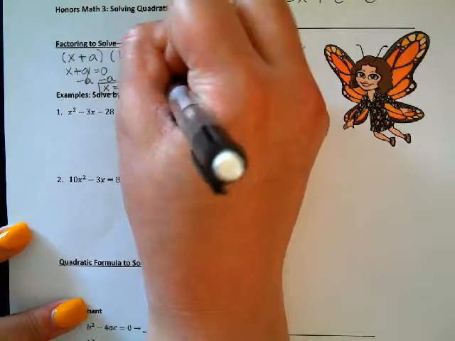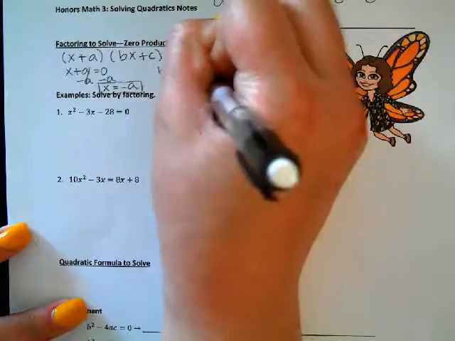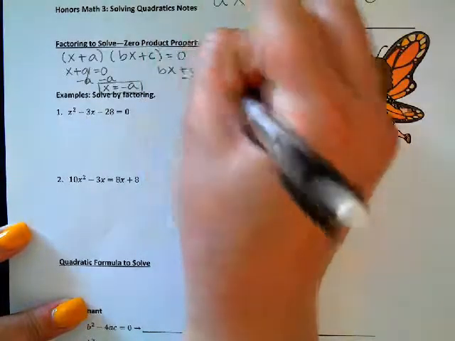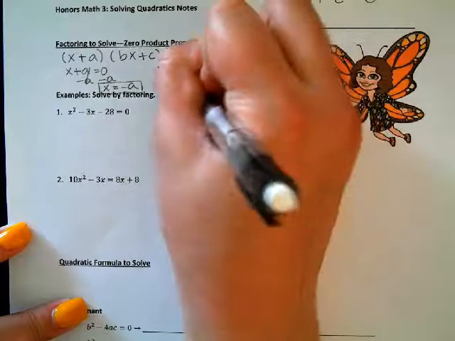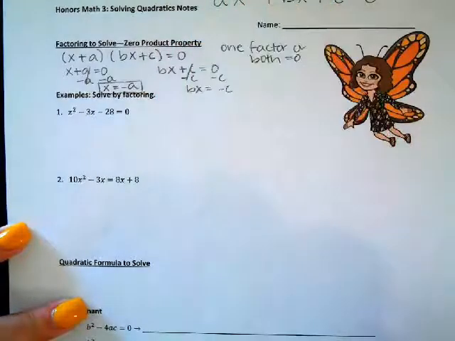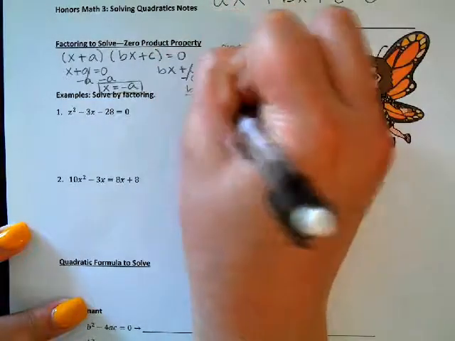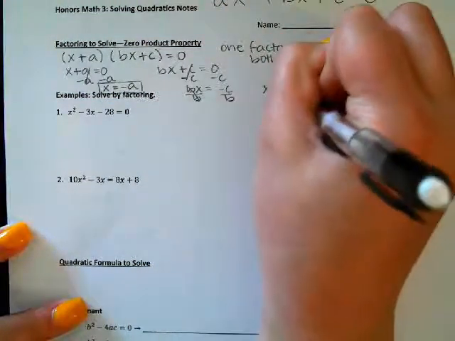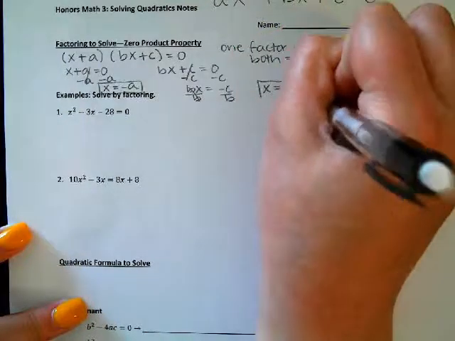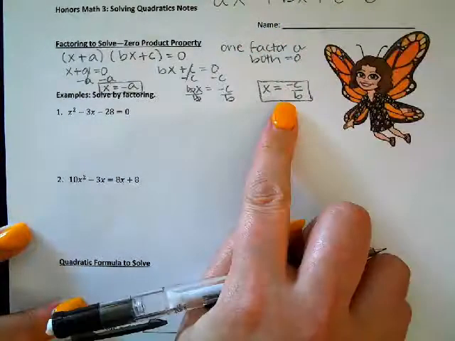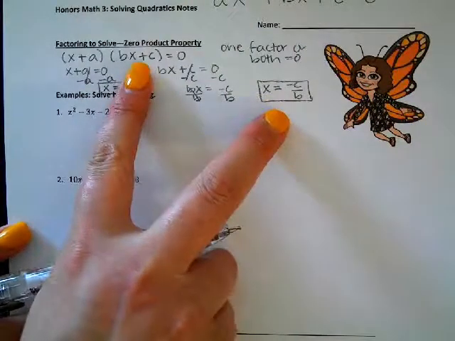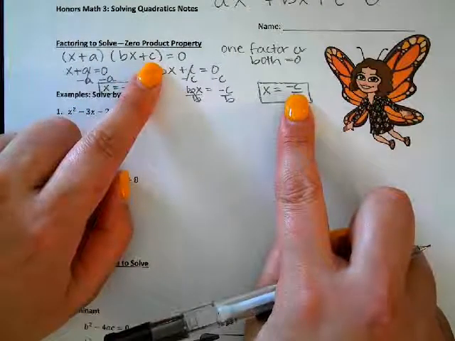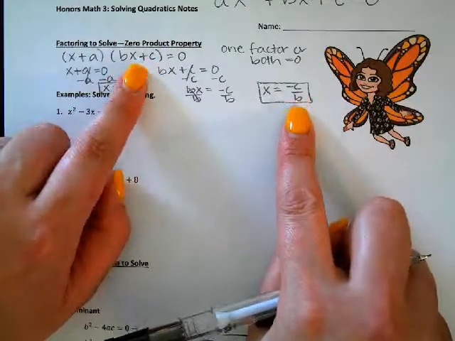So over here, we're going to do the same thing. We're just going to take the factor, set it equal to 0, and then solve for x. So I'll go ahead and subtract the c over to the other side. I get bx equals negative c. I'll divide the b over, and I get x equals negative c over b. So if you can't remember what to do in this situation, I will refer you to these notes. It is still the opposite sign, it's just the opposite sign in fraction form.